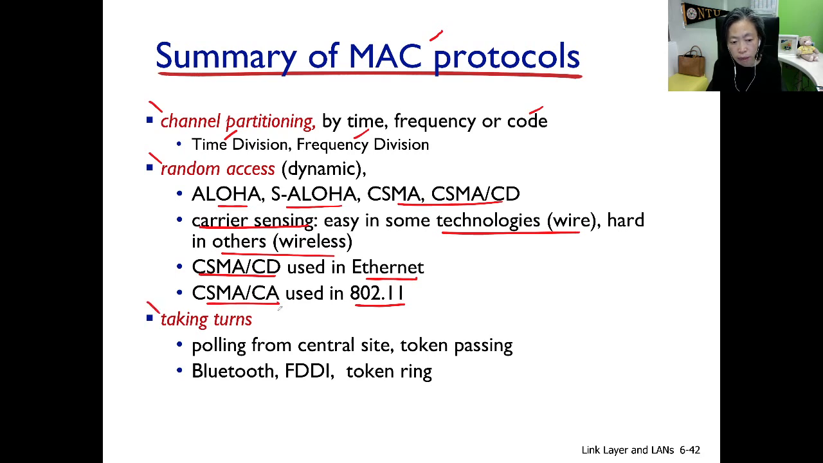Class 3 is the taking turns protocols. We have two flavors of these. One is having a master node polling the slaves around. The other is having a token passed around by the nodes on the channel. Bluetooth is such a master-slave polling MAC protocol. FDDI and token ring are older protocols based on the token passing principle.